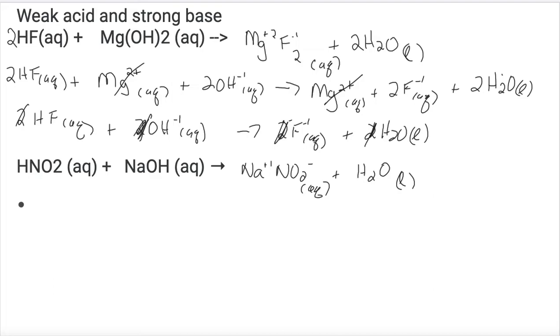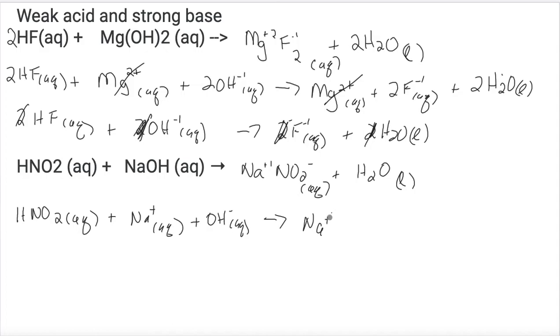All right, so then, anyway, what we'll do next is we'll write the total ionic equation. Okay, HNO2 is a weak acid, so keep it together. Do not break it apart. Weak acids stay together. NaOH, strong base, break it apart. Na +1, AQ, plus OH negative, AQ. Okay, NaNO2 is an ionic compound. That's AQ, so break it apart.